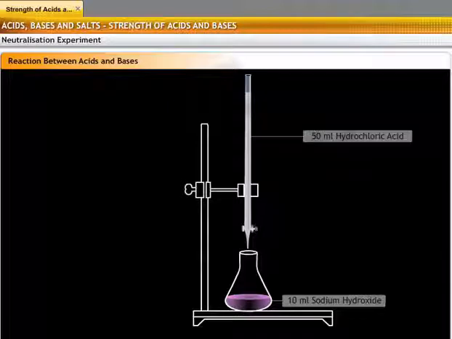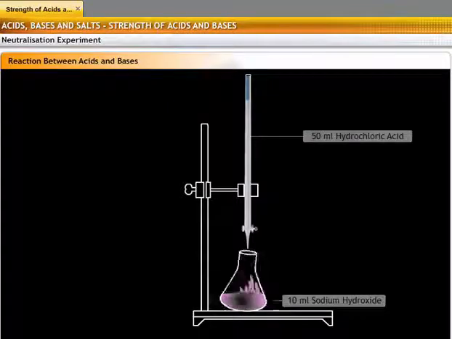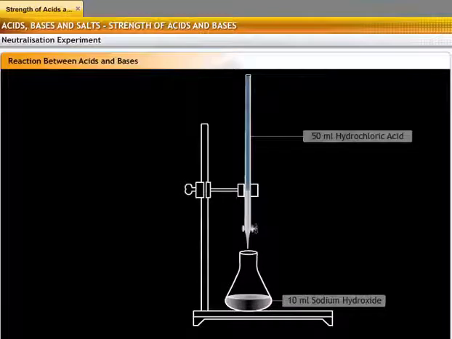Turn the knob of the burette slowly and allow the acid to flow drop by drop into the flask. Shake the flask continuously. After a certain quantity of hydrochloric acid has been added, the sodium hydroxide solution changes from pink and becomes colorless. This is because neutralization occurs at this point, which is indicated by the pink color decolorizing completely.